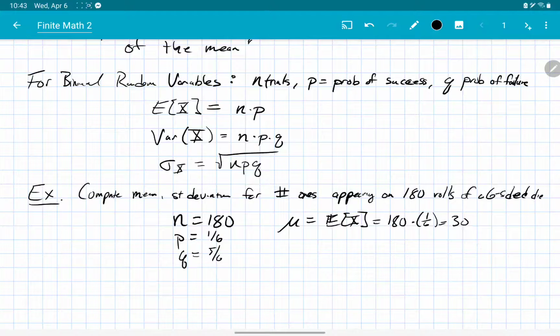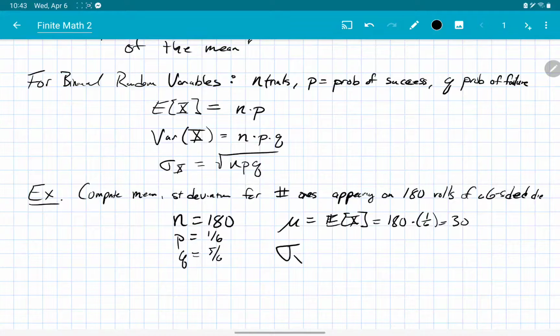But of course, if you've done this in real life, you would probably not get 30 ones. You would not get exactly 30 ones. It's more likely than not that you won't get exactly 30 ones. Right? But you'll get a number near 30 is the idea.